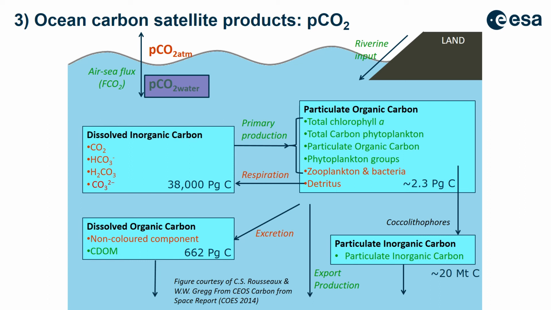When the ocean CO2 concentrations are higher than the atmosphere, there's going to be a release of CO2 from the ocean to the atmosphere. And that air-sea flux also depends on a whole range of other factors: temperature and wind speed, and other factors related to the interface between the ocean and the atmosphere.